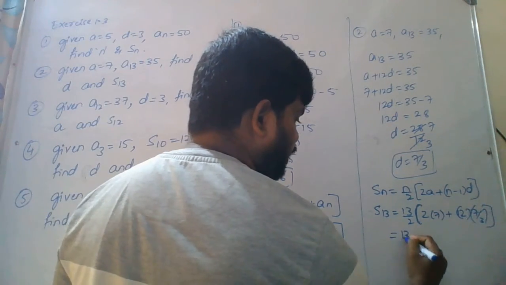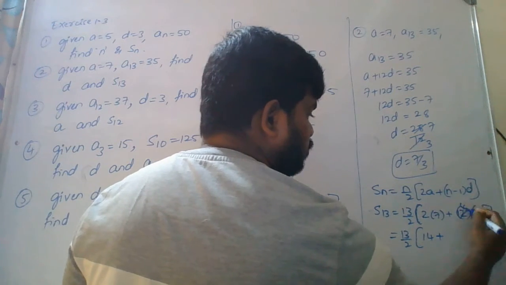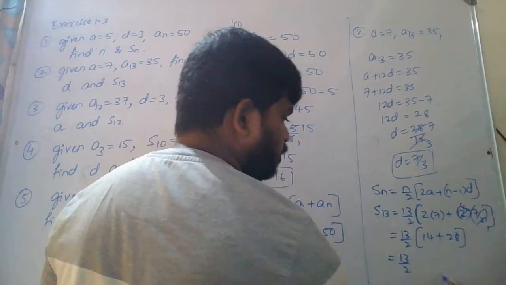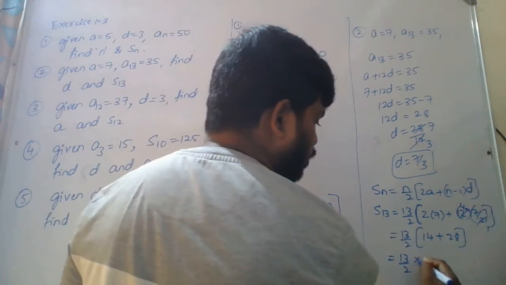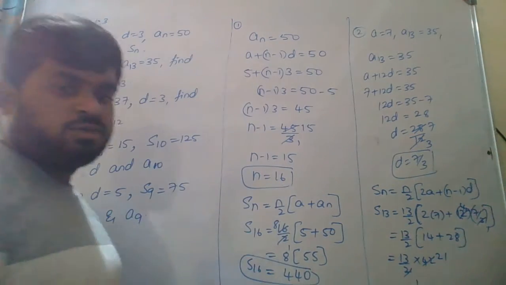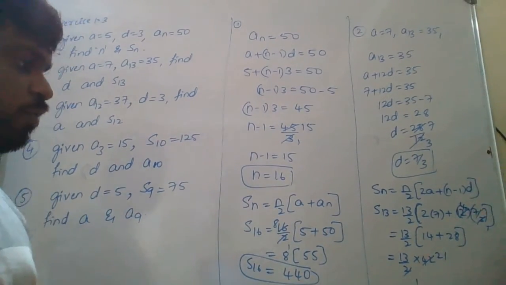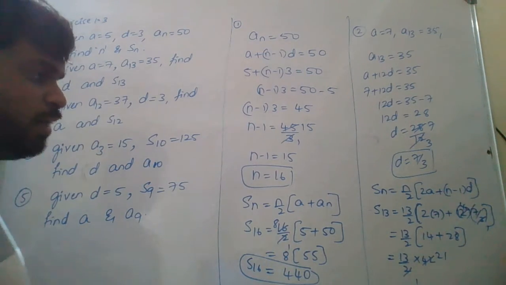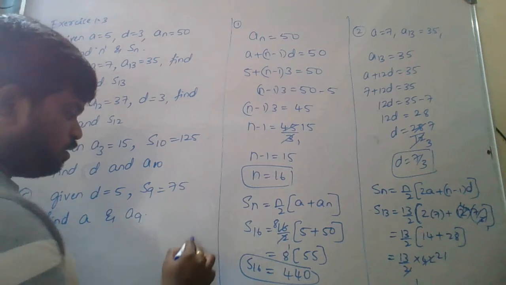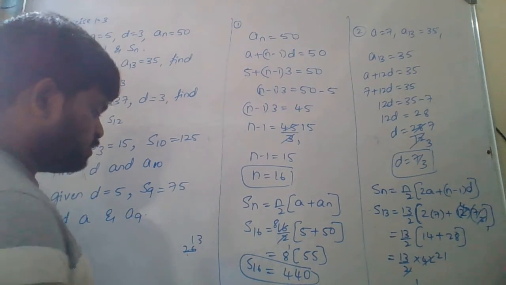So 13 by 2. 2 7s are 14. 3 1s are 3, 3 4s are 12, so 7 4s are 28. So we get 13 by 2 into 42. 2 1s are 2, 2 21s are 42. So we have got 13 into 21. If you multiply 13 and 21, we get the answer. So it will be around 273. That will be the answer.